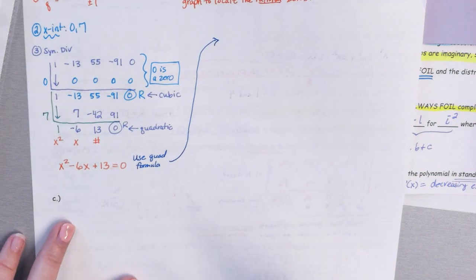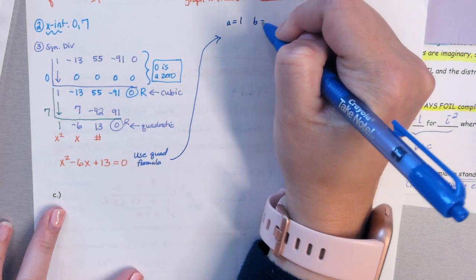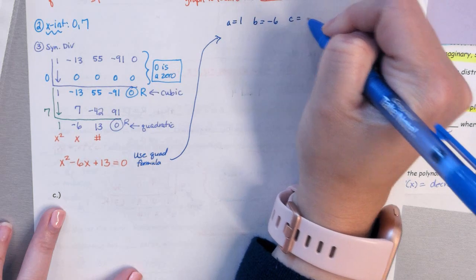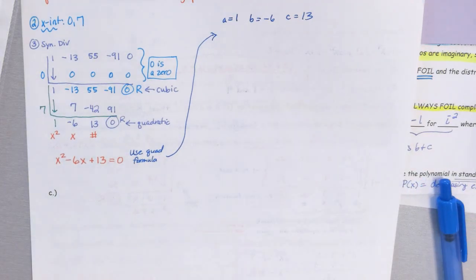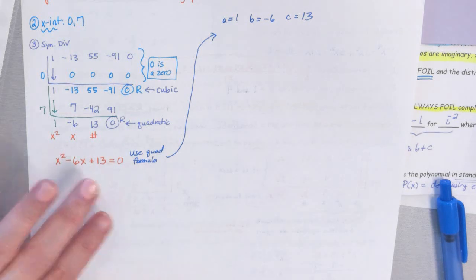Okay, so you can use this space here. You have your A, your B, your C. Once you do it, you can write down all your final zeros when you're ready, okay?